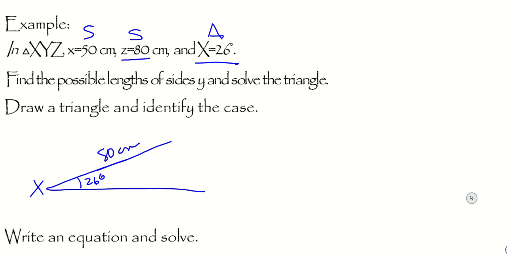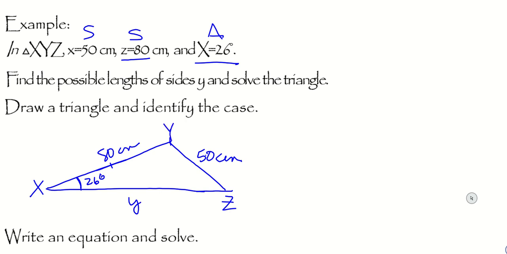And then side X is 50. So if this is 80, half of that is 40. 50 is a little longer. So maybe I come out here, and this is side X across from angle X, and it is 50 centimeters. So if this is side Z, this is angle Z, this would be side Y, and this is angle Y.